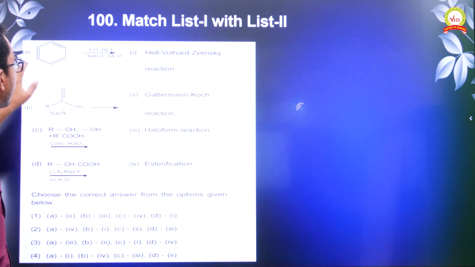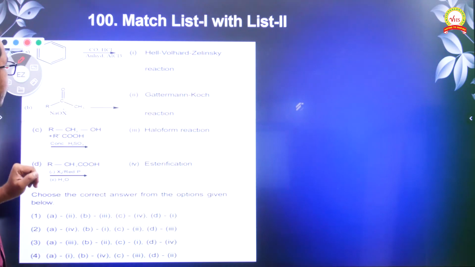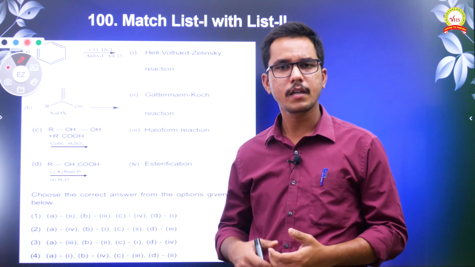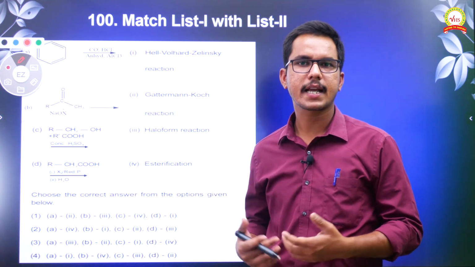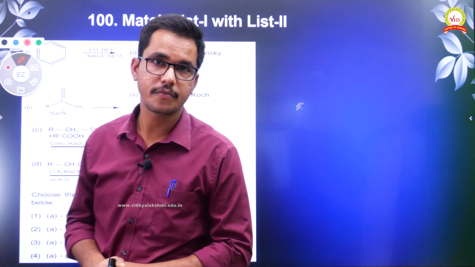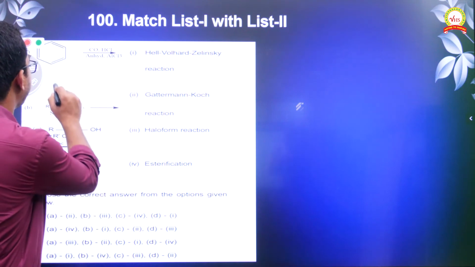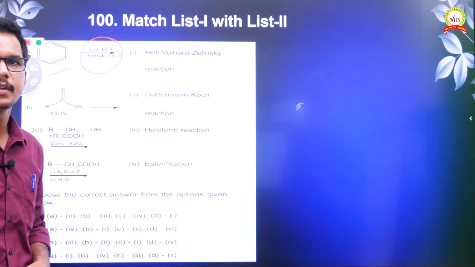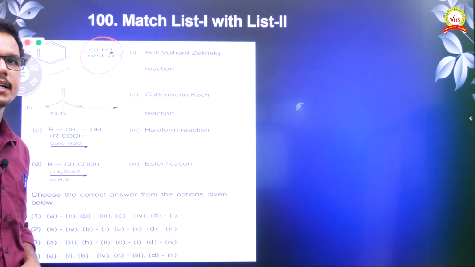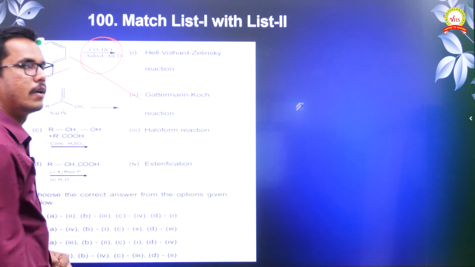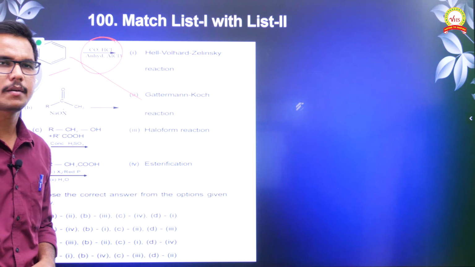Okay, next, let us see the last question here. We have to match it. We have the reactant, and the reagents are also given. Based on the conditions given, we have to identify the name of the reaction. The first reactant is benzene. Benzene with carbon monoxide and HCl in the presence of a Lewis acid undergoes a reaction called Gattermann-Koch formylation reaction, by which it can form benzaldehyde.